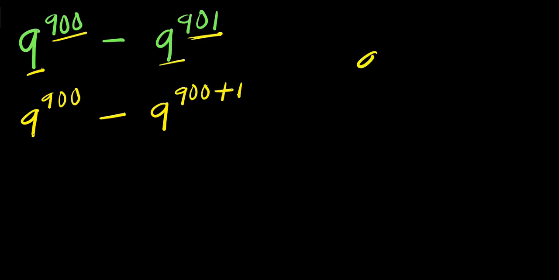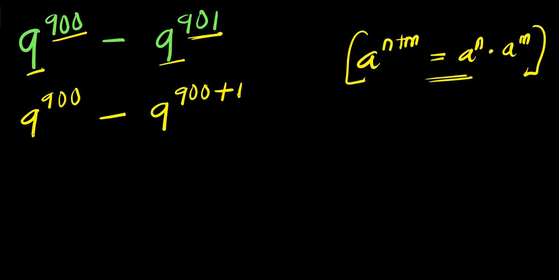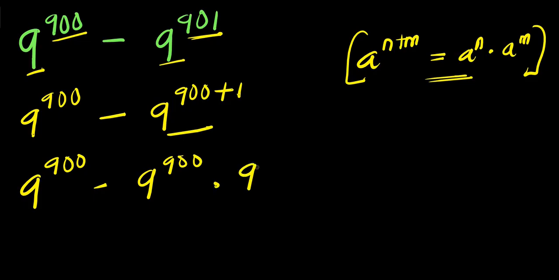Now, if you have a power n plus n, this equals a power n times a power n. We apply this right here. We have 9 power 900 minus 9 power 900 times 9 power 1. Because 9 power 1 is 9, I leave it at 9.